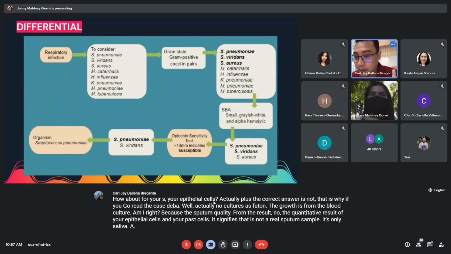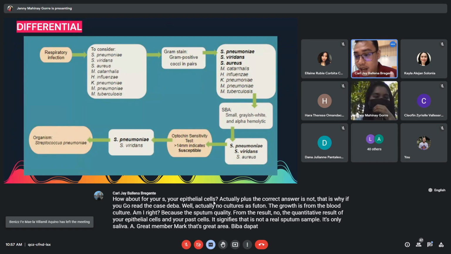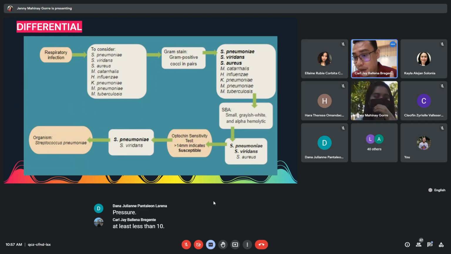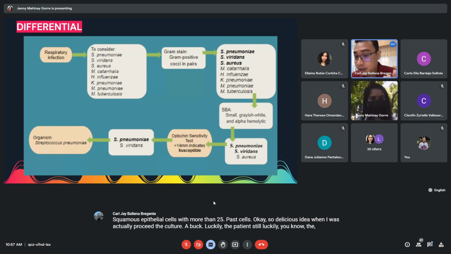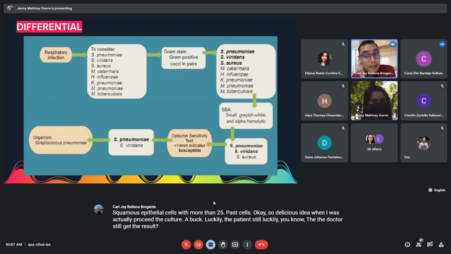Okay? Remember Bartlett's criteria? A true sputum sample should have less than 10 squamous epithelial cells with more than 25 pus cells. Okay? So it is not ideal. That is why it was not proceeded to culture. But luckily, the doctor still got the result via blood culture.